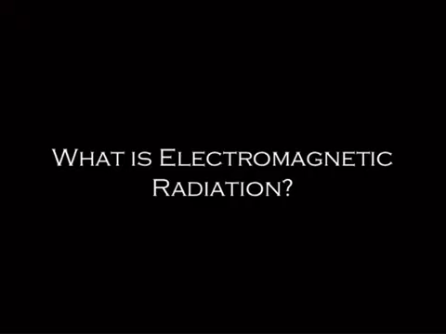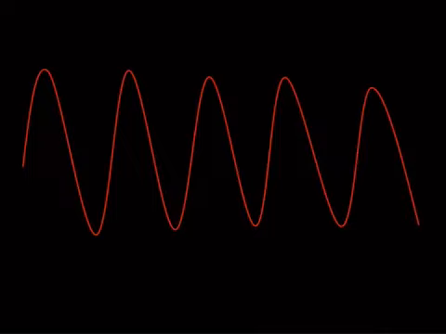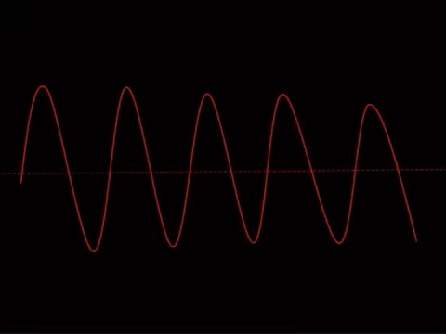What is electromagnetic radiation? Electromagnetic radiation is basically a wave of energy. Okay, and unlike sound, it does not require a medium to travel in. It can travel in a vacuum. And the velocity is fixed, which is the speed of light, 3 times 10 to the 8th.